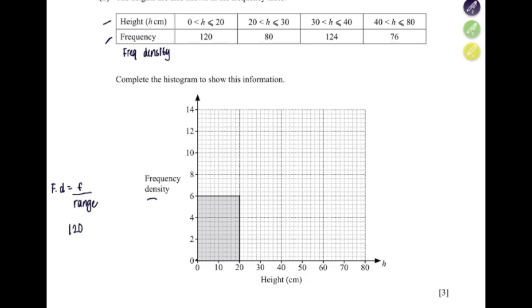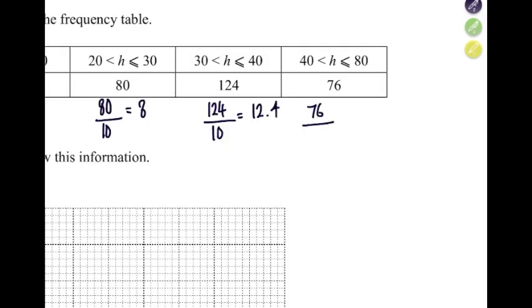120 divided by 20 equals 6. Is this the same here? Yeah, they have drawn 6. So here, 80 divided by 10. Answer is going to be 8. Here, 124 divided by 40 minus 30, 10. This makes it 12.4. 76 divided by 40, the answer is 1.9. You can actually calculate it on the side to know your answer.